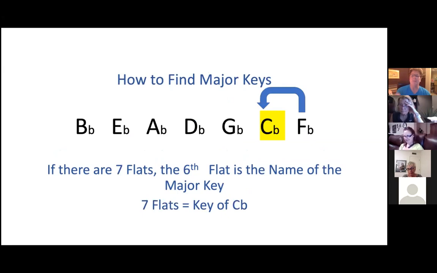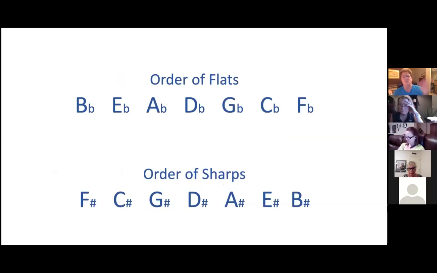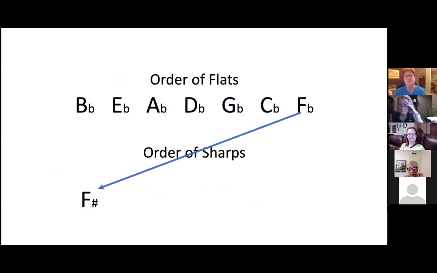Okay, so the order, say it with me. The order of, I know it's up there on the screen, but see if you can remember it. B, E, A, D, G, C, F. If you use greatest common factor or good cat food or whatever you want to put, that's the order that they show up in. Okay, so now we have the order of flats, B, E, A, D, G, C, F, and the order of sharps. Do you notice anything special about the order of sharps compared to the order of flats? And since I can't really have you answer, I'll say, yep, it's just backwards.